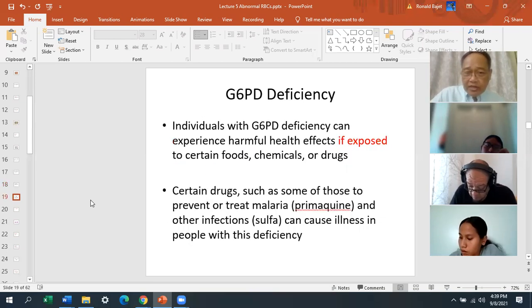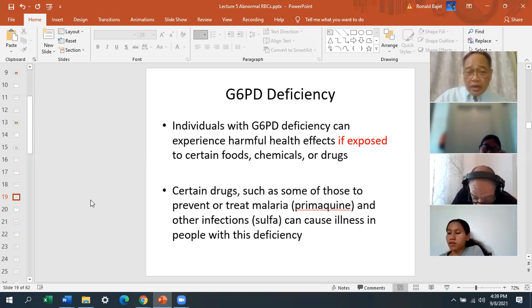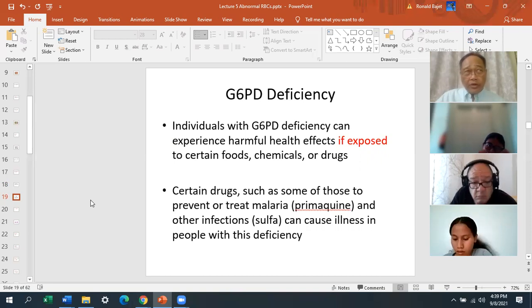Individuals with this deficiency, the G6PD deficiency, can experience harmful health effects if they're exposed to certain foods, chemicals, or drugs. Those are the oxidant drugs, okay? If you're exposed to certain chemicals or drugs, like for example primaquine, or what's the one for COVID, hydroxychloroquine, sulfa, it can cause illnesses. These are oxidant drugs. These drugs will make the person sick, okay, because of the G6PD deficiency.